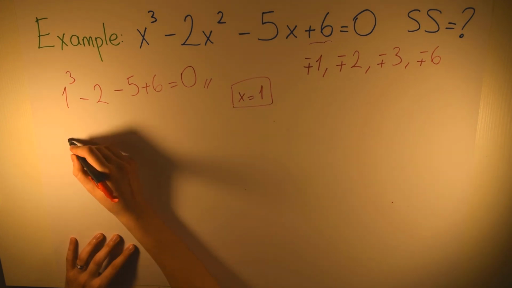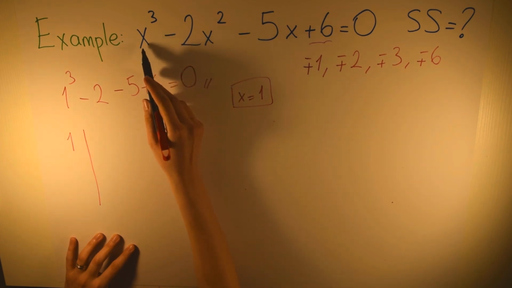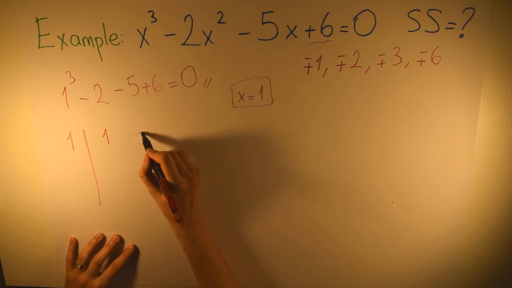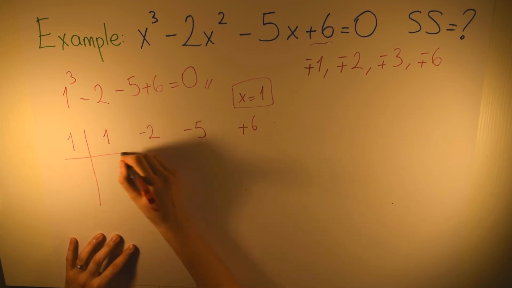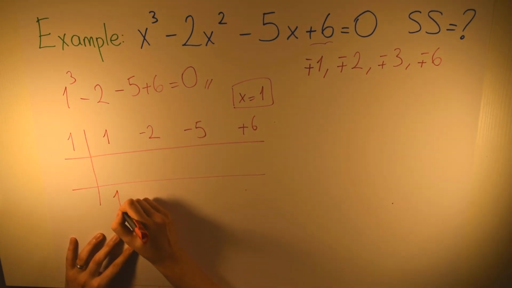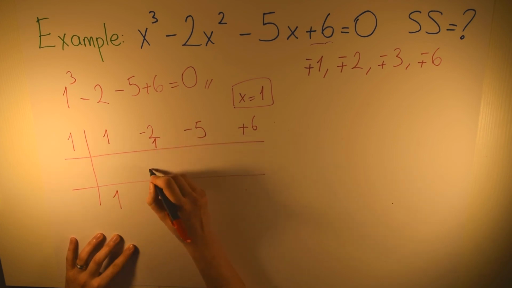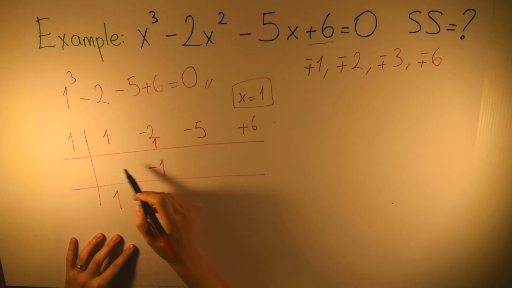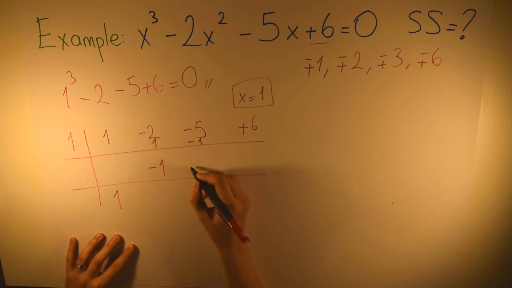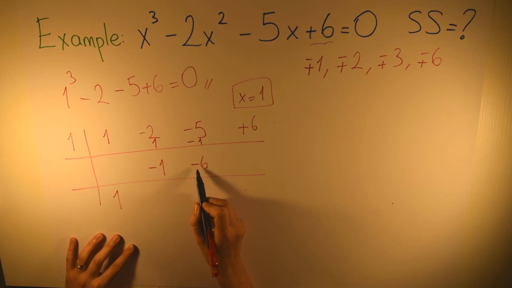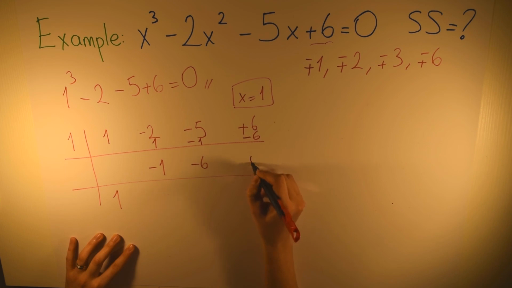What was it? We write our root here, and then I write down the coefficients. So here I have 1, here I have minus 2, here I have minus 5 and plus 6. So I write down this 1 here. 1 times 1 is 1. Minus 2 plus 1 is minus 1. 1 times minus 1 is minus 1. Minus 5 minus 1 is minus 6. 1 times minus 6 is minus 6. Plus 6 minus 6 is 0.